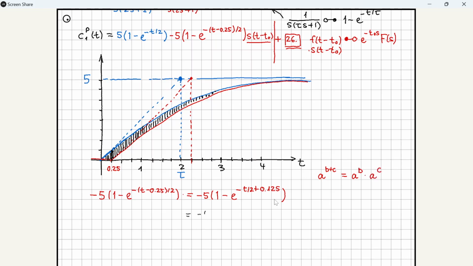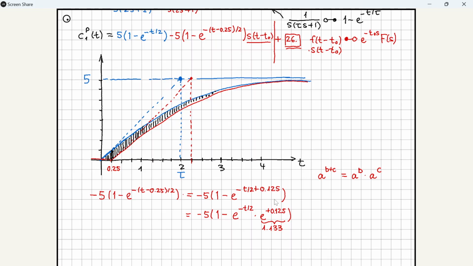So this actually is minus 5 times 1 minus, and now you can see these two terms are additive terms, so I can multiply e to the minus t over 2 with e to the plus 0.125. Now this is only a constant. This is a number, and that number happens to be 1.133 approximately. So something that is slightly larger than 1.